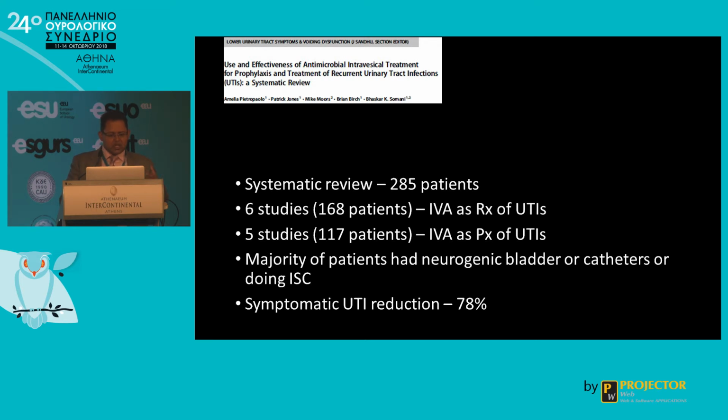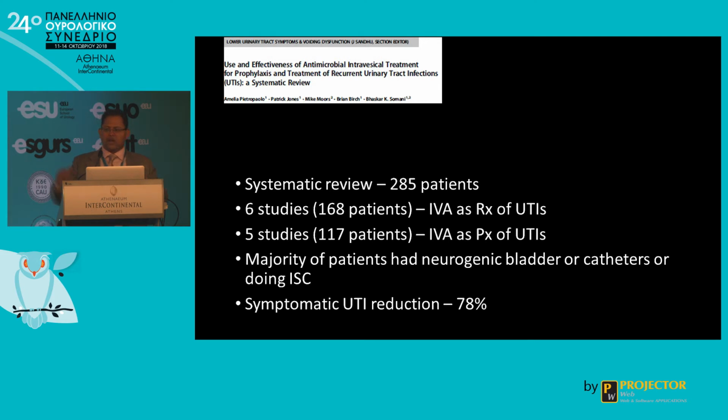This is something which is new, not many people use it. So if people have got recurrent infections, infection after infection, you've done everything else, is there a role for intravesical antibiotic treatments? Is there a role for intravesical gentamicin, for example? So we looked at a review. We also do it in our setup, but we looked at a review, and there was a symptomatic reduction of UTI in 78% of cases.